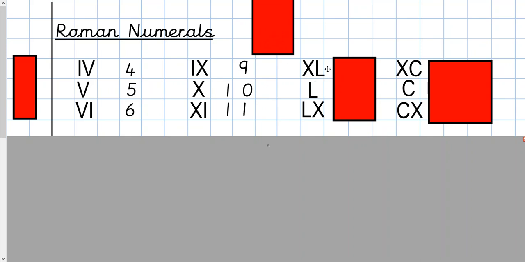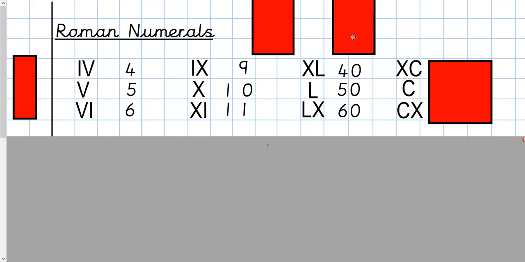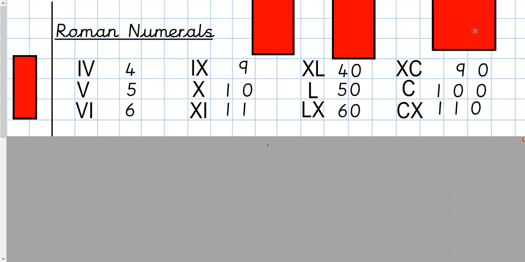Here I have L. L is 50. This is 10 before 50. This is 10 after 50. So my numbers are 40, 50, and 60. Here I have C. C is worth 100. Here I have 10 before C, and here I have 10 after C. So my numbers are 90, 100, and 110.